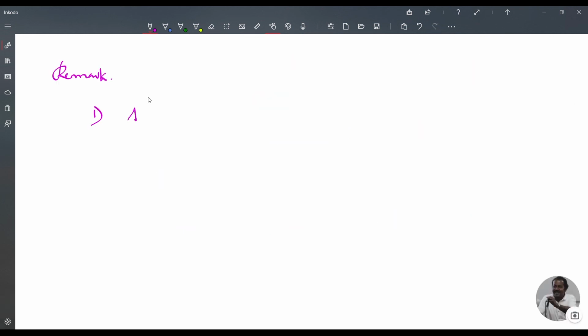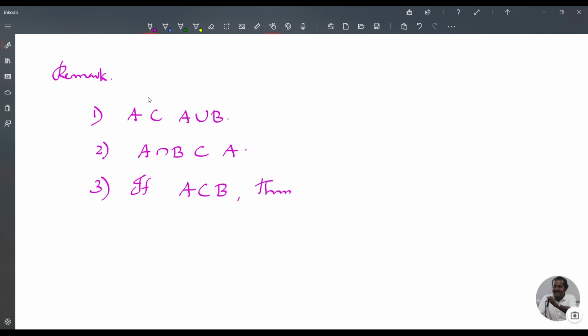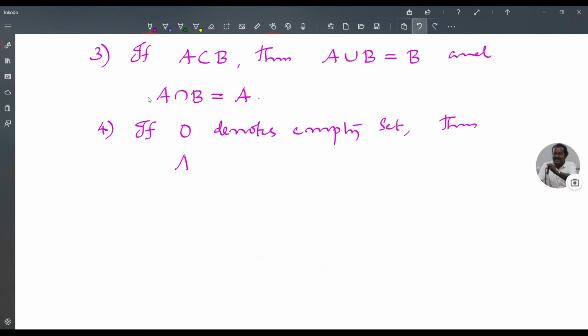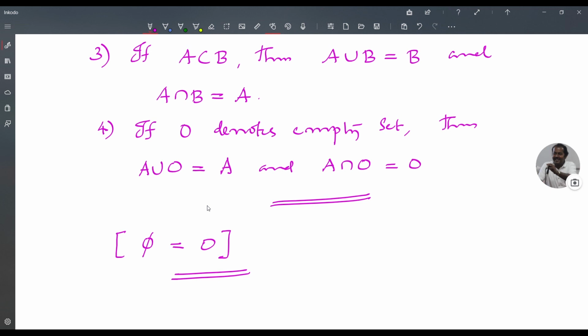1. A is contained in A union B. And second remark is A intersection B is contained in A. And the third remark, if A is a subset of B, then A union B is B and A intersection B is A. As you know, fourth one, if 0 denotes empty set, then A union empty set is A and A intersection empty set is empty set. You can use phi as the notation for empty set, no problem.